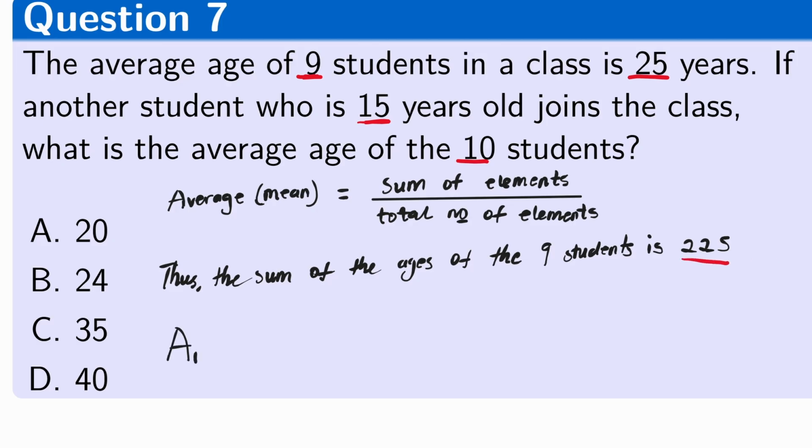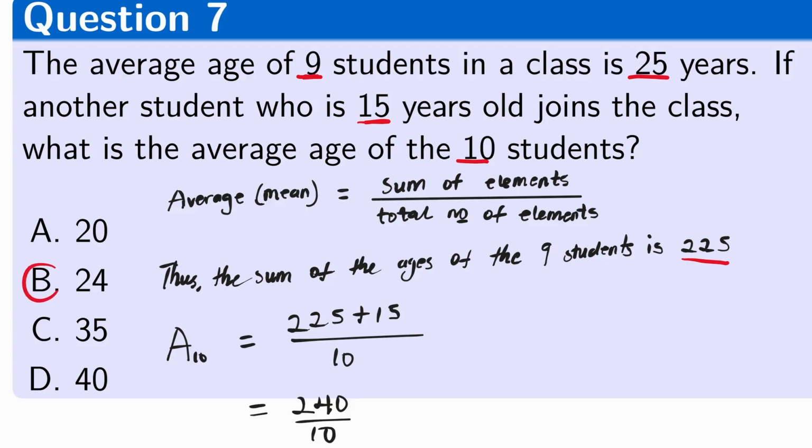Thus the average age of these 10 students is now going to be the sum of the ages, right? So we have the sum of the 9 students to be 225, then plus the age of the new student, which is equal to 15, then divided by the total number of students, which is 10. And this is going to give us 240 divided by 10. So the average age of the 10 students is 24. And so the correct option is option B.